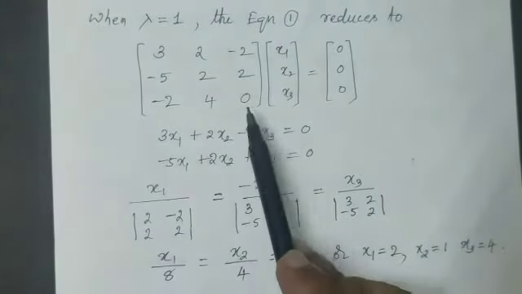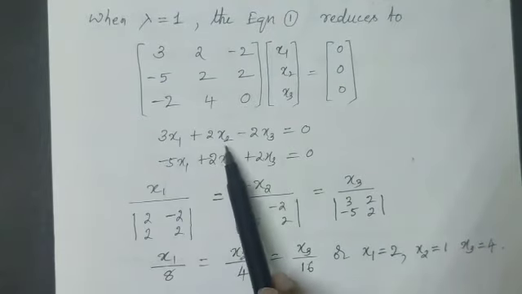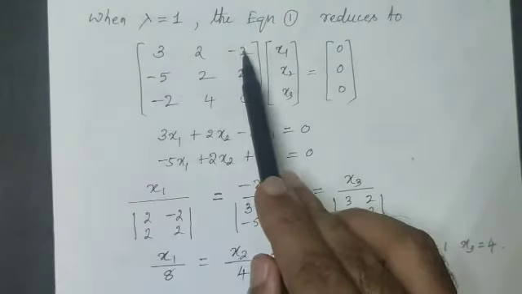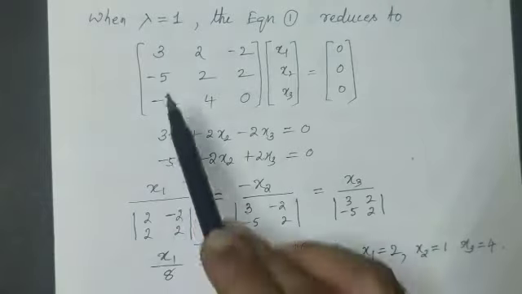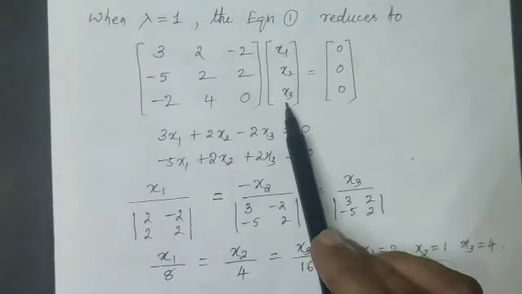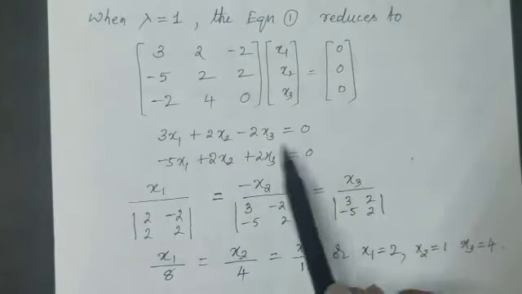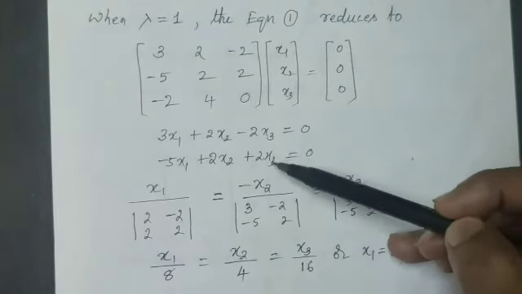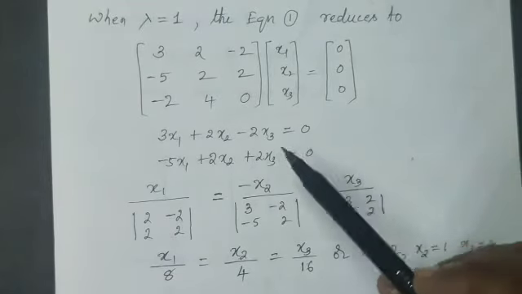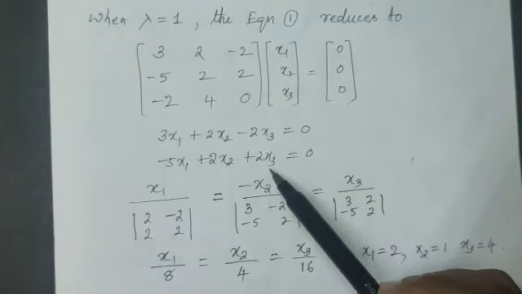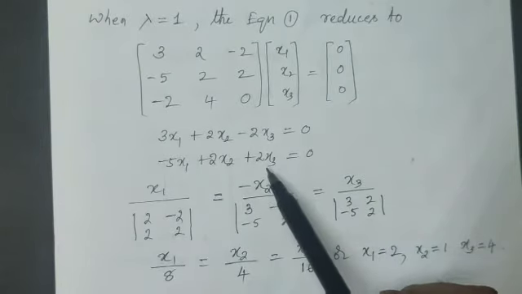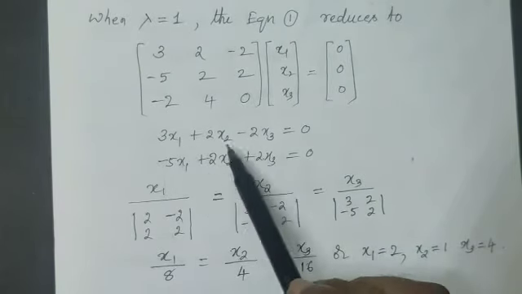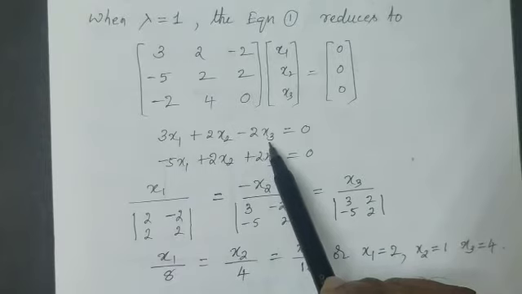So that gives us the system of equations 3x1, 2x2 minus 2x3, then minus 5x1, 2x2, 2x3 equal to 0. Since these two are not parallel equations, we can use these two equations, and using the cross multiplication method we can find the values of x1, x2, x3. They are the proportional values.